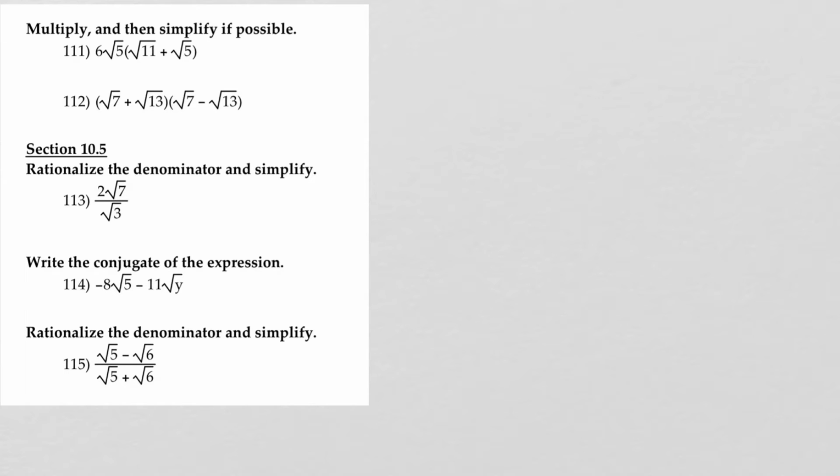All right, let's take a look at 113. In this problem, we want to rationalize the denominator and simplify the fraction as much as possible. So I have 2 times the square root of 7 over the square root of 3, and I'm going to multiply by the denominator because I just have that one radical in the denominator. I just have one term here, so I just multiply by that same term on the top and bottom.